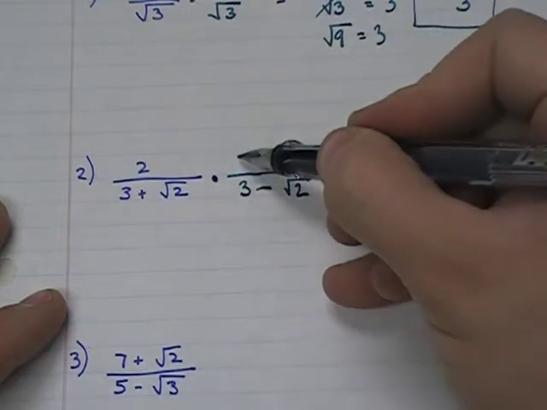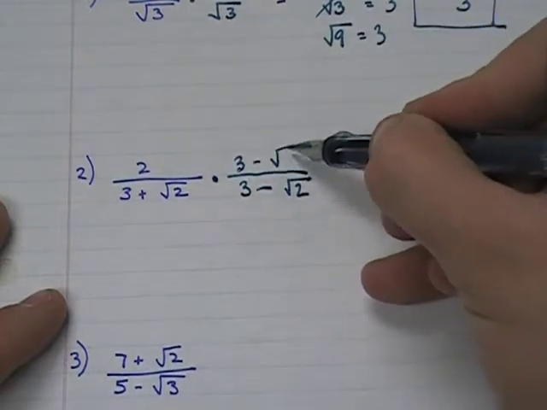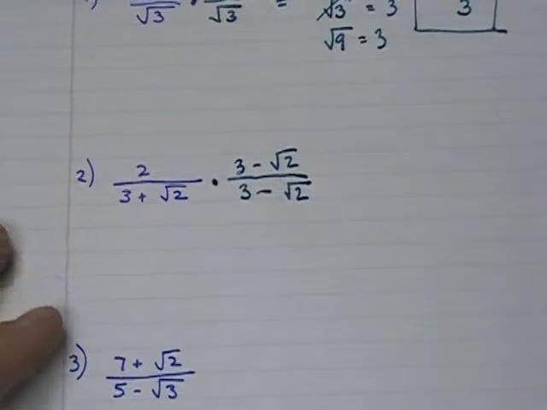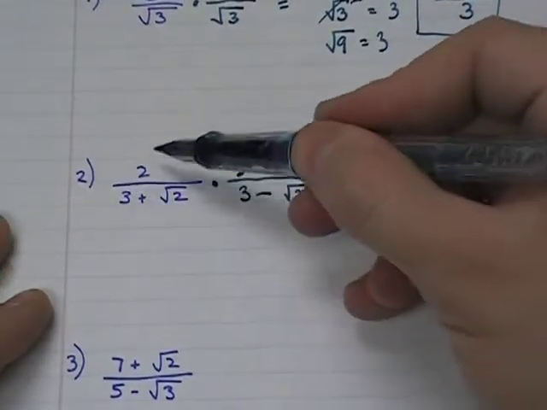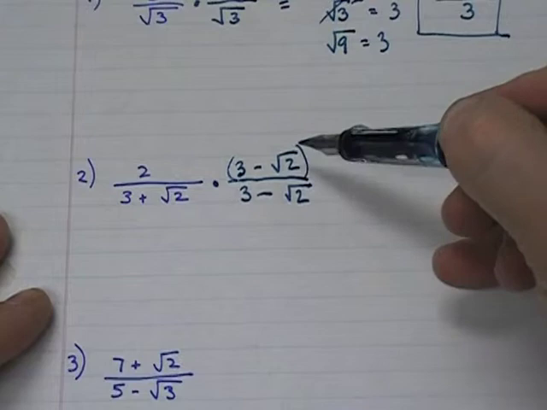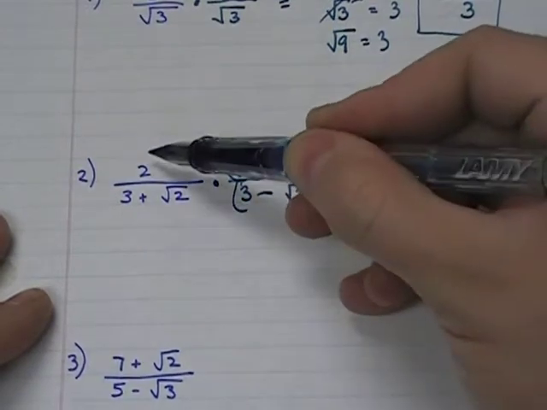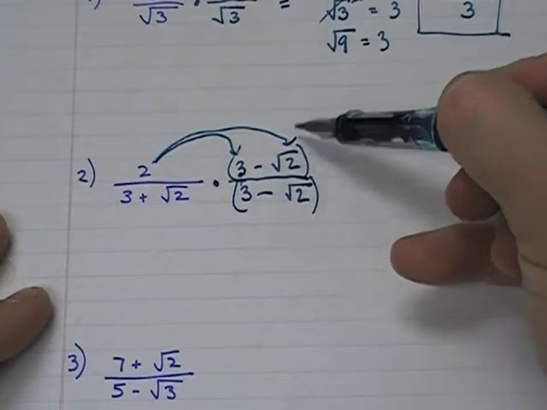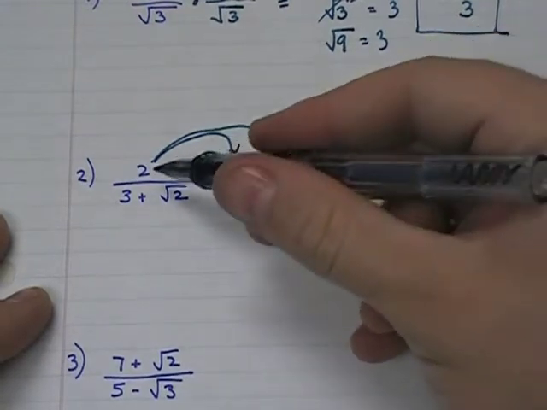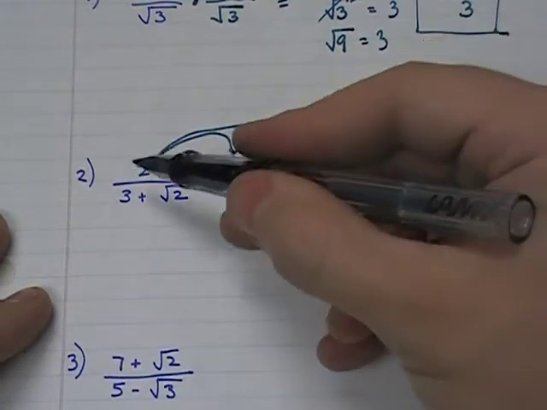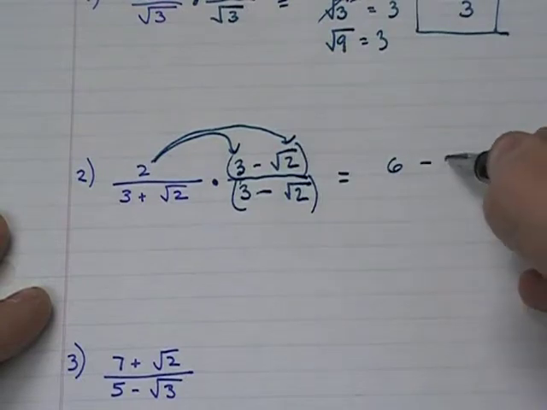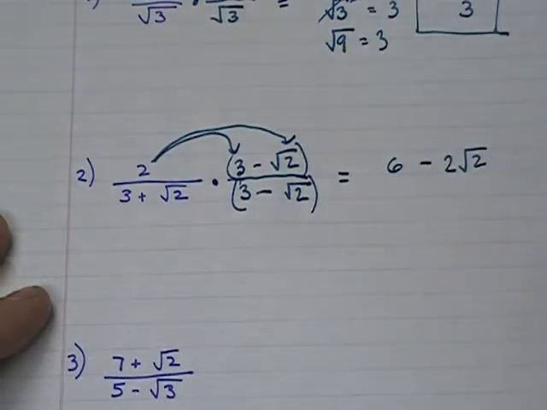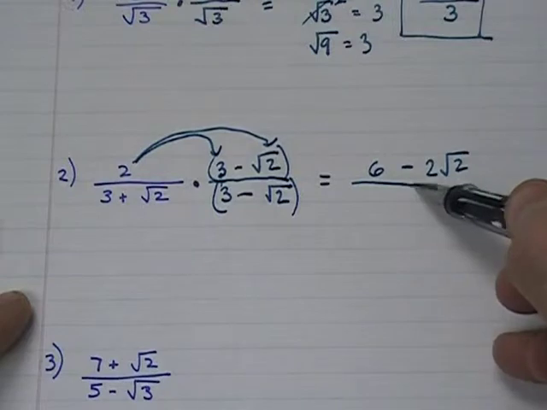If you multiply the bottom by that, you have to multiply the top by that. And of course, the way this works is real simple. The top, because this is a binomial, is going to be distributed. So we're going to say 2 times 3 and then 2 times the square root of 2. All right, well, that's real easy. 2 times 3 is 6. 2 times the square root of 2 is 2 square root 2. Okay, that seems pretty simple.